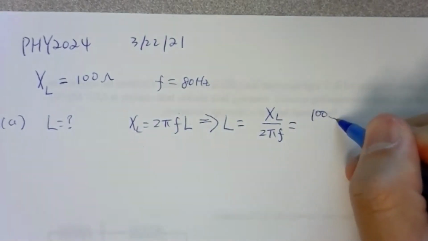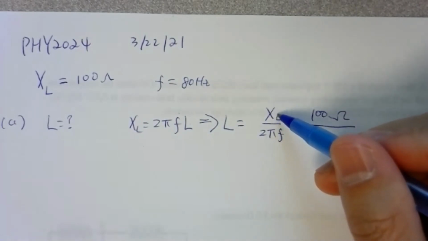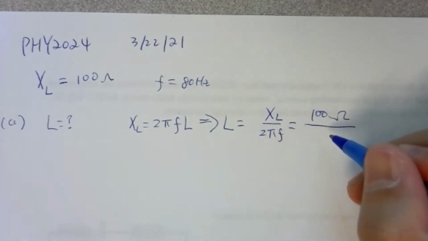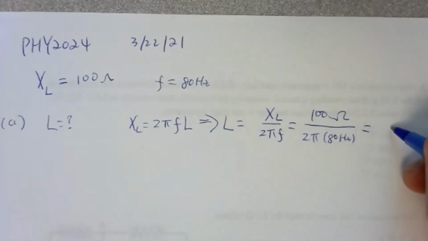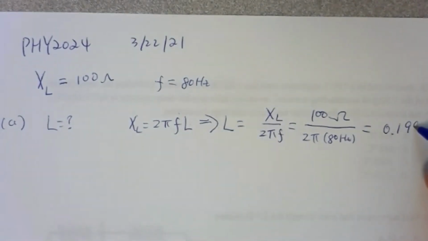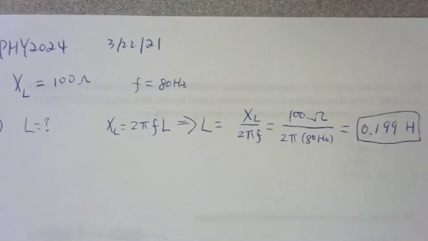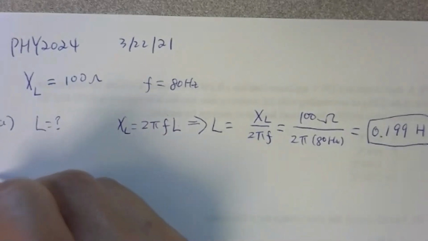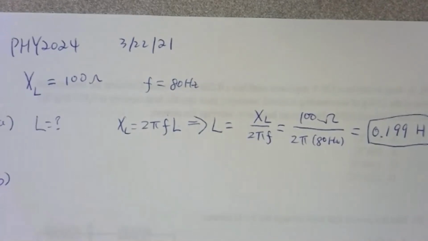So XL is 100 ohms. X stands for the reactance, and the subscript L is for the inductor. So 100 divided by 2 pi times 80 hertz gives you 0.199. For inductance, the SI unit is Henry, so 0.199 henries. Now B is asking, if you have a different frequency, what's the reactance?